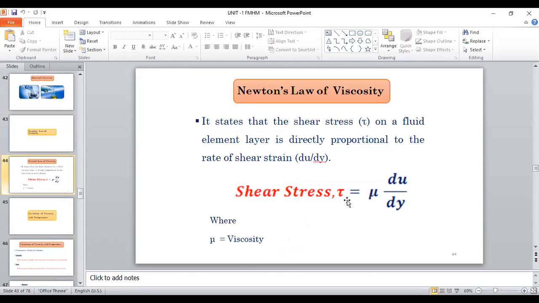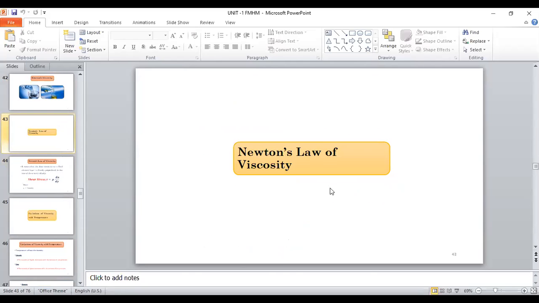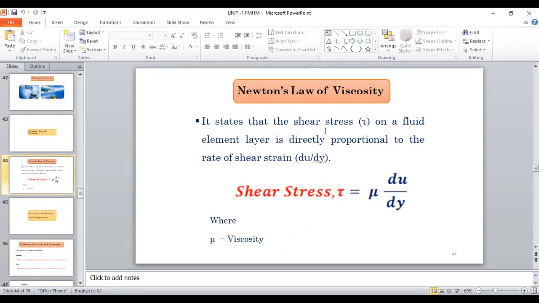Okay. So next we have this Newton's law of viscosity. It states that the shear stress tau on a fluid element layer is directly proportional to rate of shear strain, that is denoted by du by dy. So shear stress tau is directly proportional to du by dy. Then we will remove the proportionality sign with a proportionality constant mu. That is our viscosity. Shear stress tau equal to mu into du by dy.